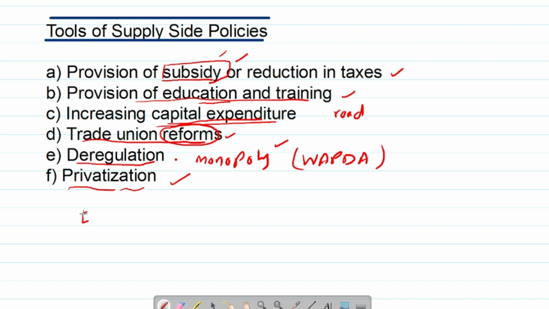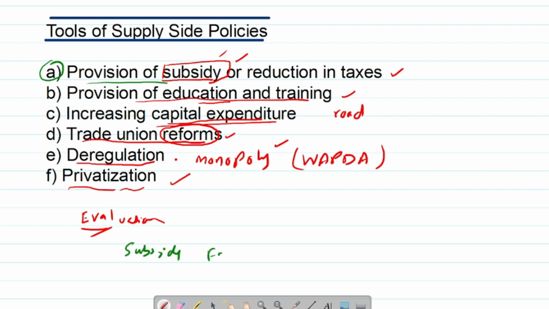Now moving to the evaluation part, when you evaluate the policy you have to talk against the policy, right? So one by one we can look into these tools once again. When the government provides subsidy to the private sector, it is not always beneficial to the economy to achieve multiple macroeconomic objectives. Rather, subsidy may fail to achieve the objectives.